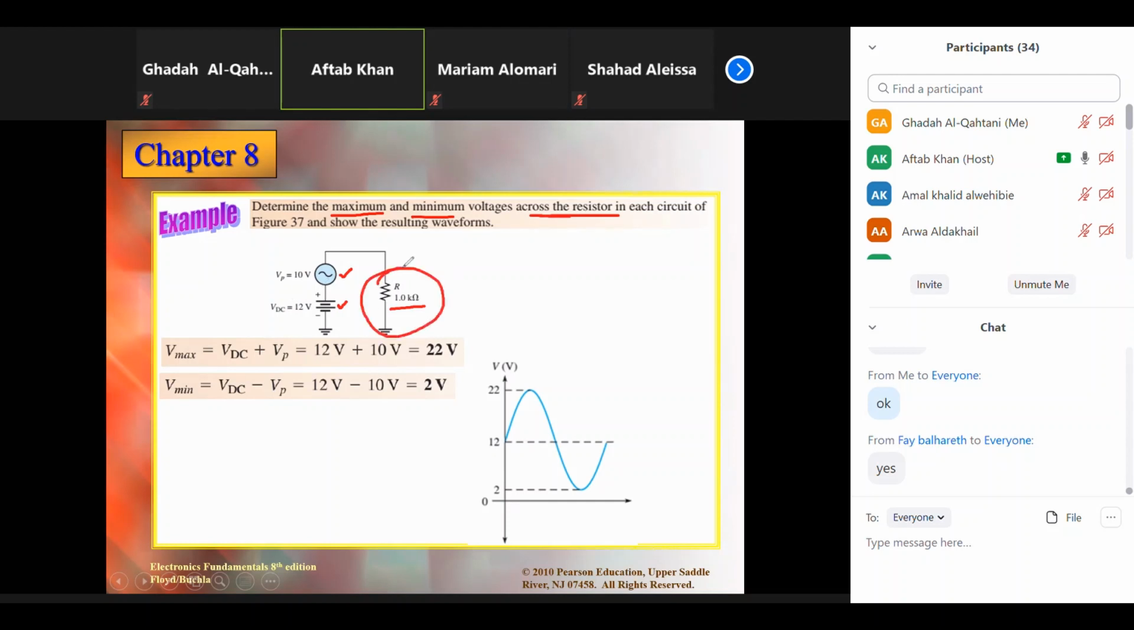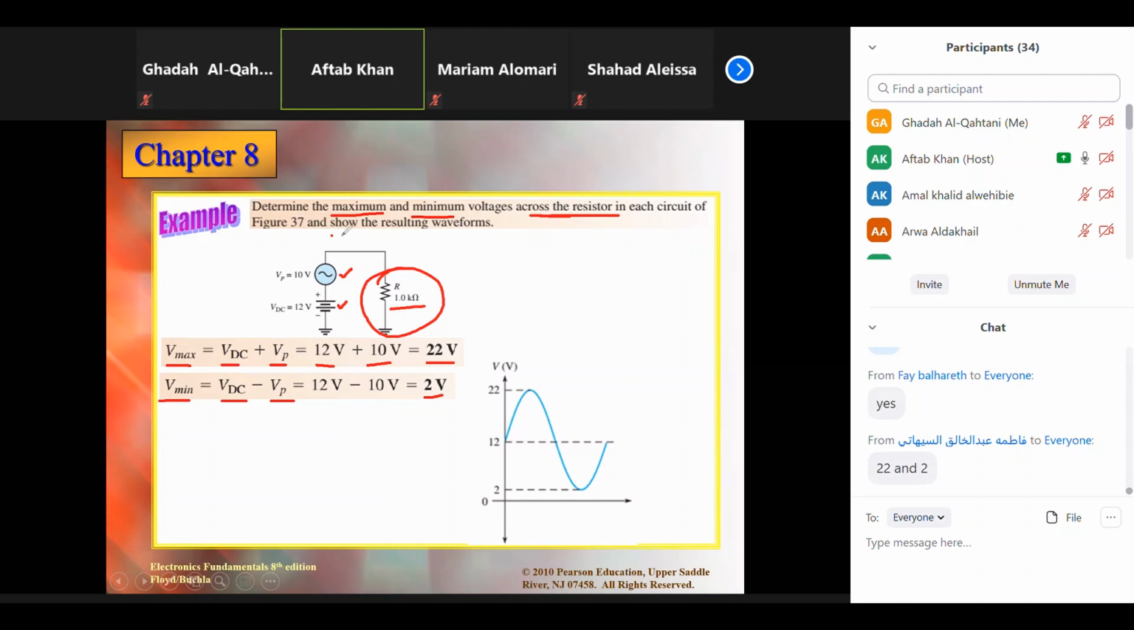So how can we find the maximum value? The formula is Vmax equals VDC plus V peak. We will add the peak value, not the RMS, okay? So 12 volts plus 10 volts is 22 volts. Now Vmin equals VDC minus VP, which gives 2 volts. So this resistor will have a minimum value of 2 volts and a maximum value of 22 volts.